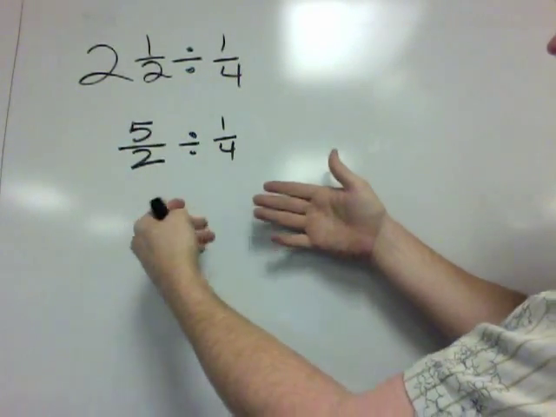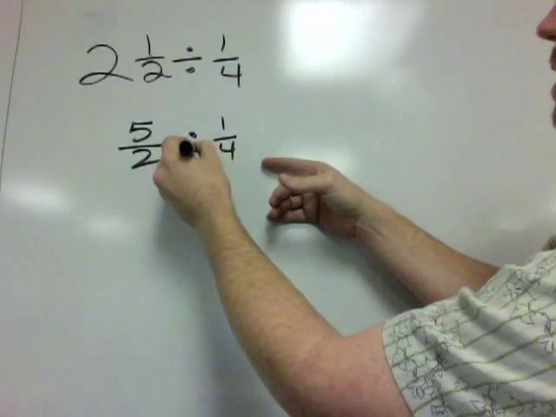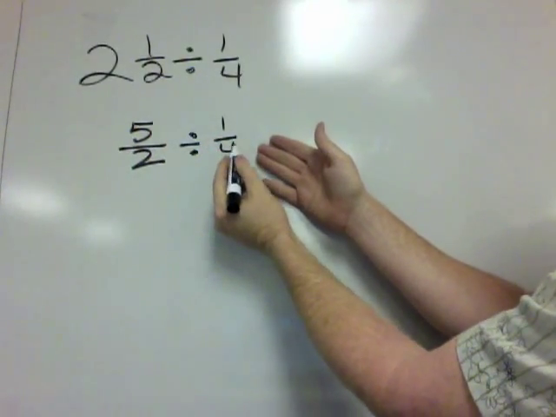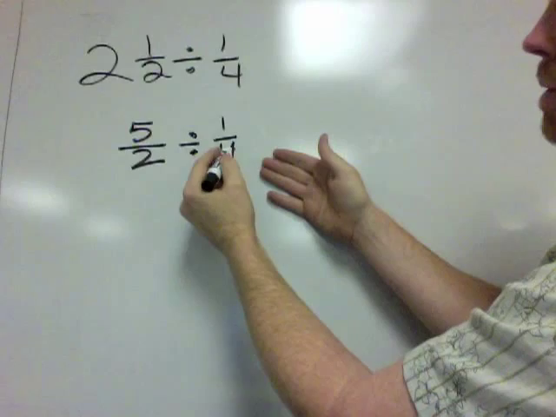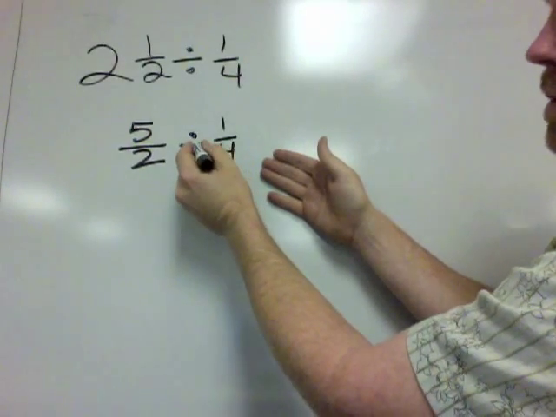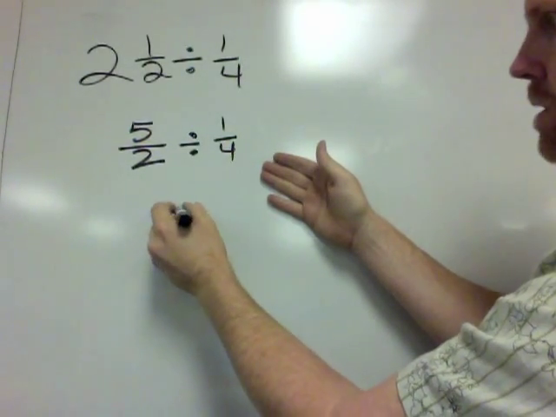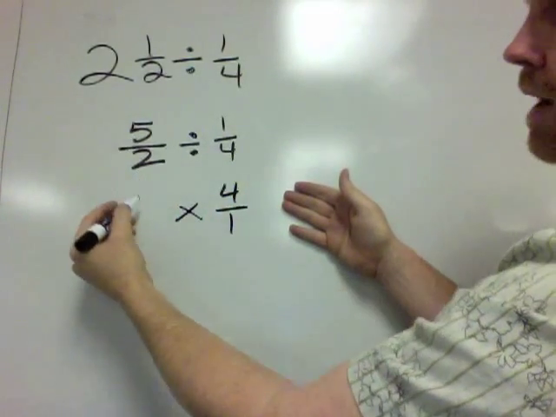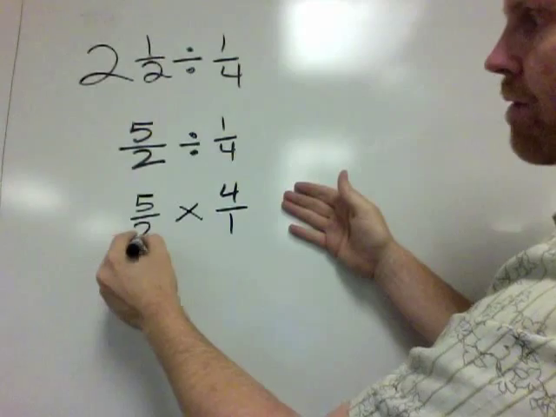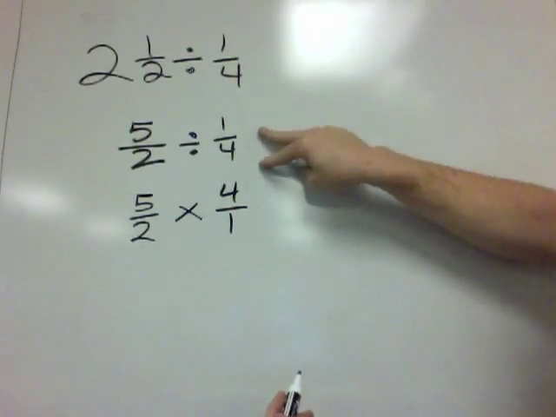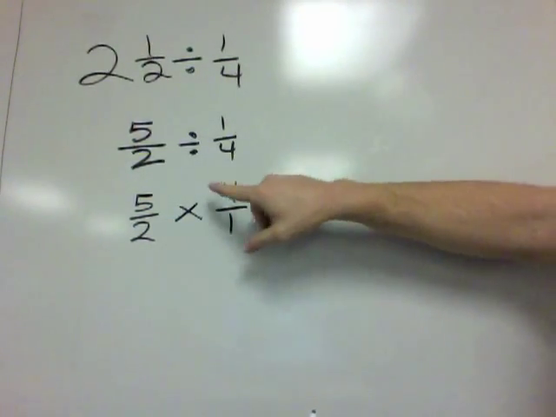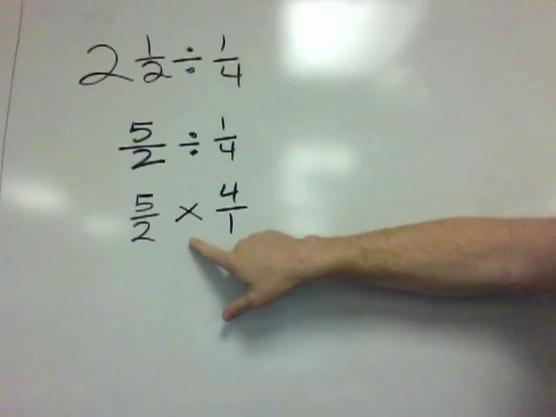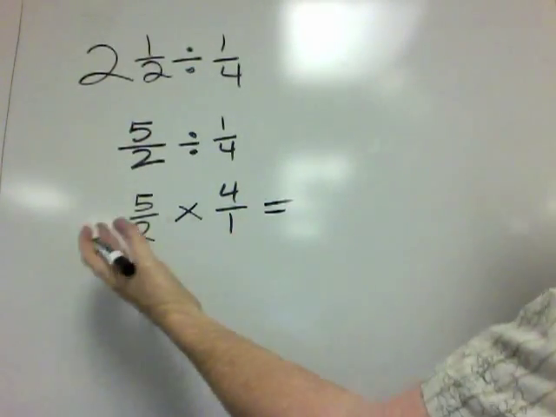The next step is you invert and multiply by the second number. So this division symbol becomes multiplication. The 1/4 becomes a 4/1, and then the 5 halves stays the same, 5 halves. So you are inverting, that's the reciprocal right here, and this division becomes a multiplication, and then you multiply across.